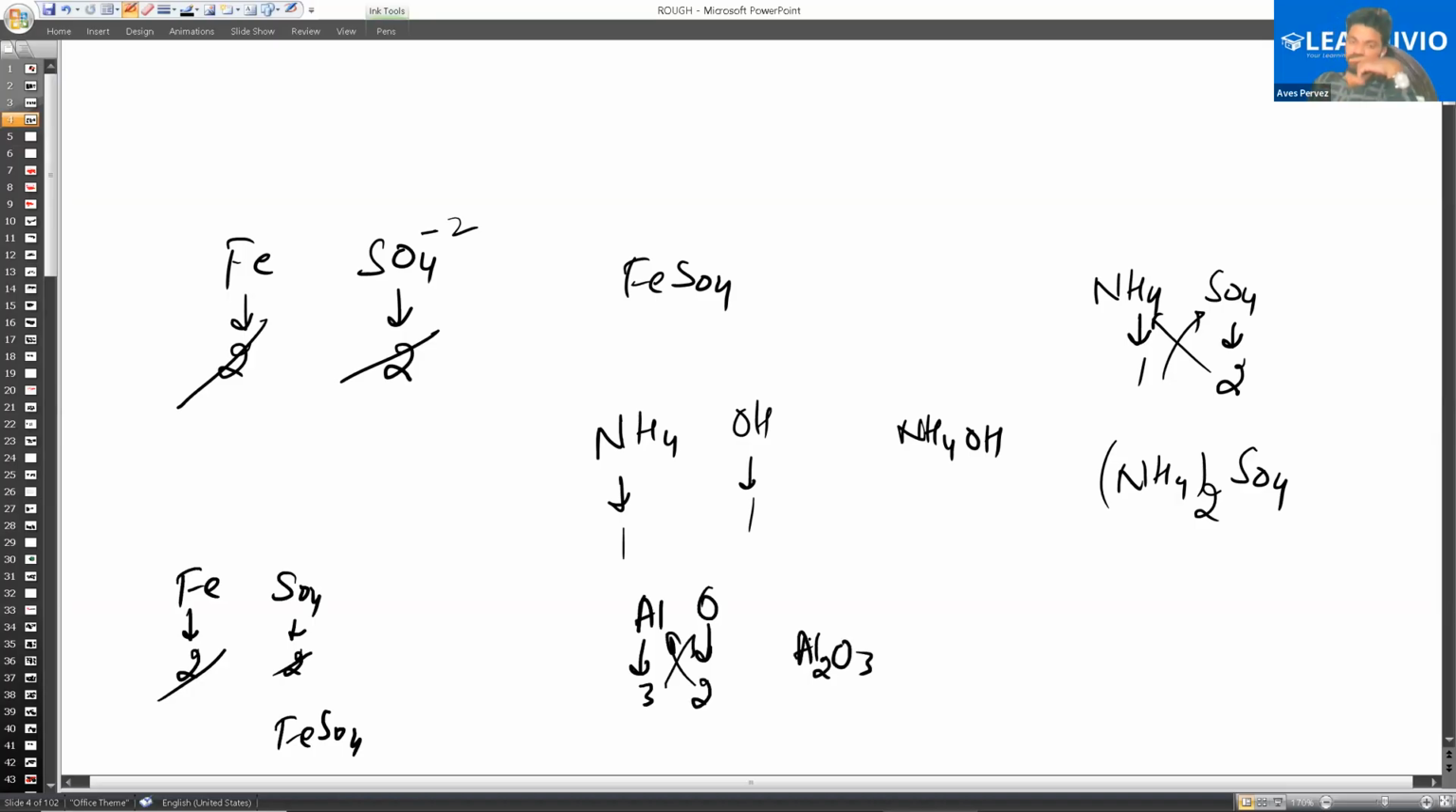Got it? Yes, sir. Then aluminium phosphate. Aluminium has valency 3 and phosphate also has valency 3. They will cancel out each other. You will get AlPO4 only. We don't need to write in the bracket when it is cancelled out. Or moreover here, we don't write in the bracket because these are single atoms. Aluminium is single atom, oxygen is single atom.